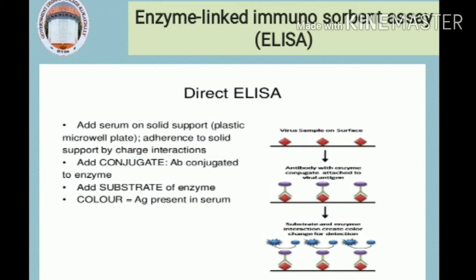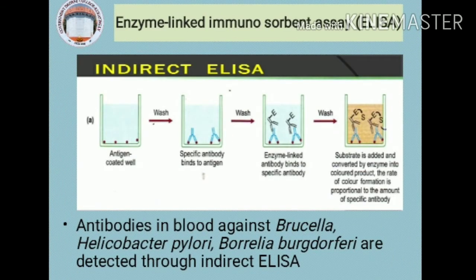Indirect ELISA. Indirect ELISA is used for detection of antibodies produced against antigens of microbial pathogens. It is used for detection of antibodies in the clinical specimen. Actually, microtiter wells are coated with antigen. To the microtiter wells, sample or specimen is added.